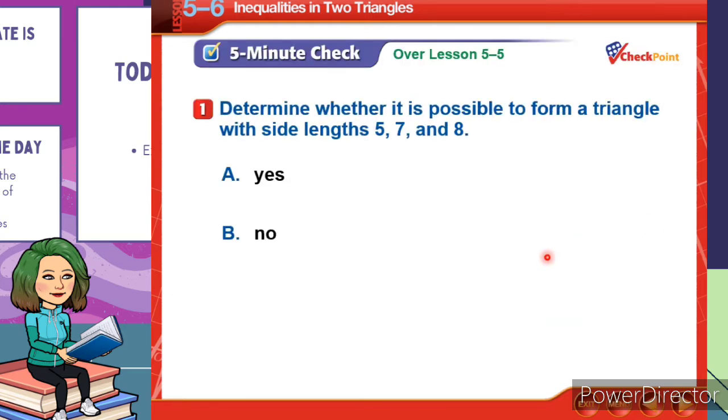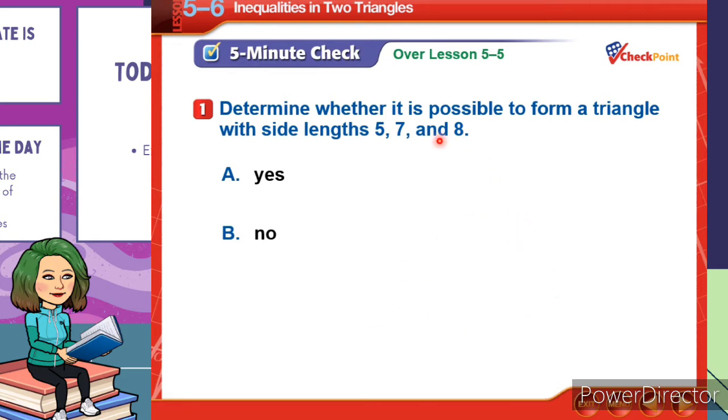Okay, for number 1, let us answer this for yes or no. So, kamukha ito ng ating quiz number 1. Let us determine whether it is possible to form a triangle with side length 5, 7, and 8. So, again, in constructing a triangle, we should apply the formula that the side 1 plus side 2 is greater than the side 3. Or the first side plus the second side, their sum should be greater than side 3. So, paikot-ikutin lang natin yon.